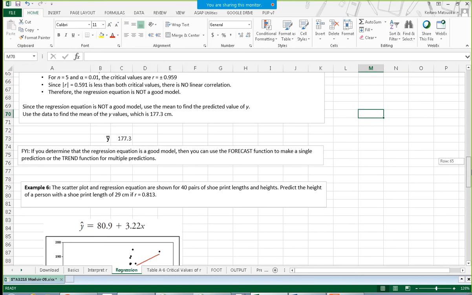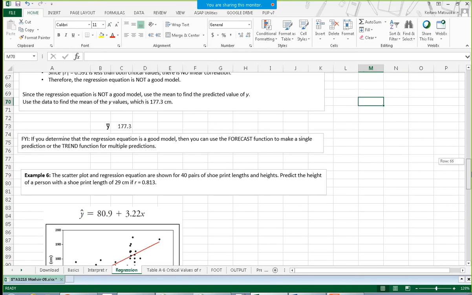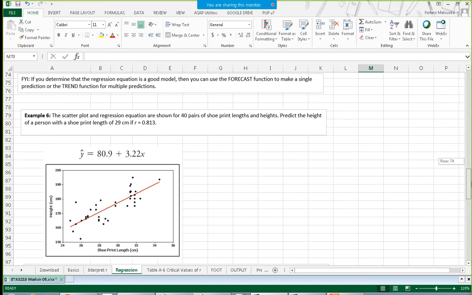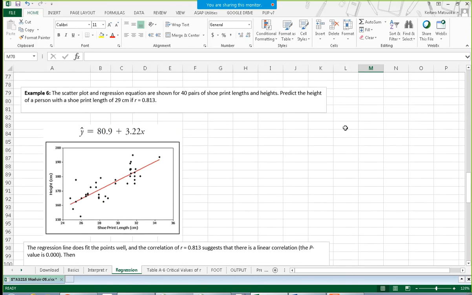So that's when the regression equation is not a good model. What about the case when it is a good model? How do we use that? Let's look at another example. The scatter plot and regression equation are shown for 40 pairs of shoe print lengths and heights. Predict the height of the person whose shoe print length is 29 centimeters, given the correlation coefficient is 0.813. This problem has done a lot of work for you already. Here's the regression equation, and here's the correlation coefficient.